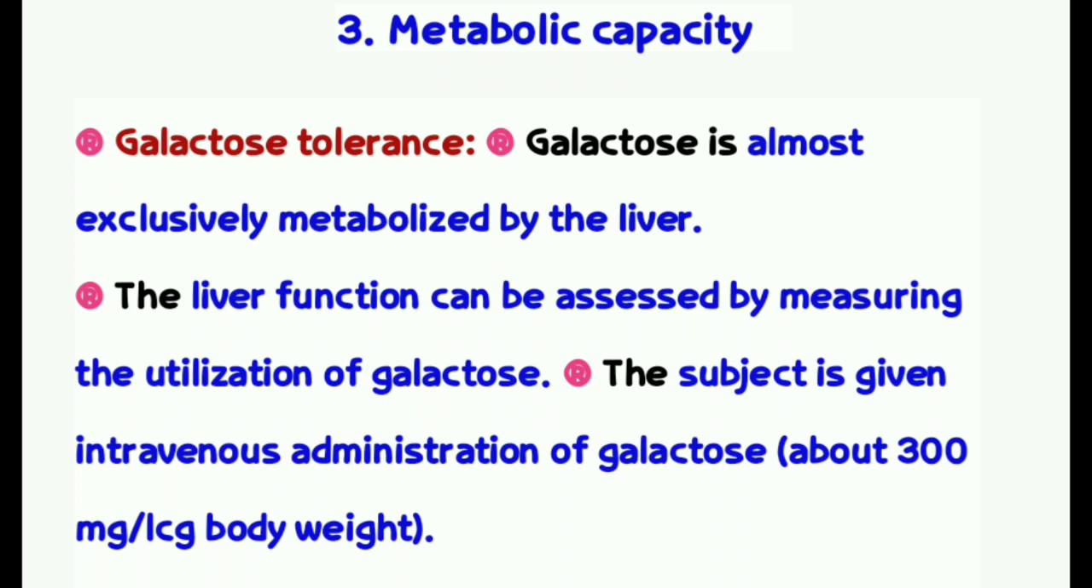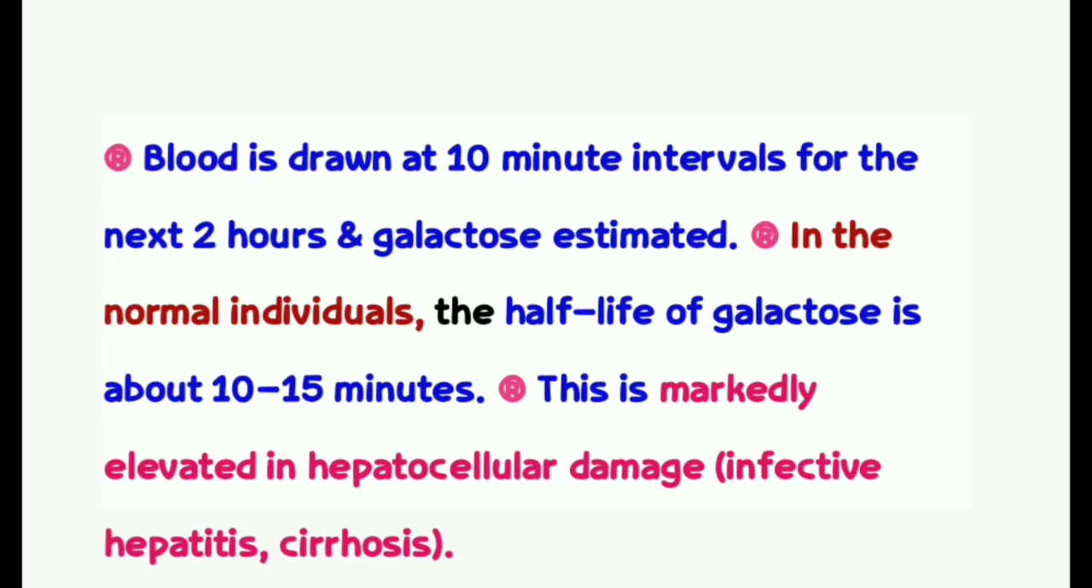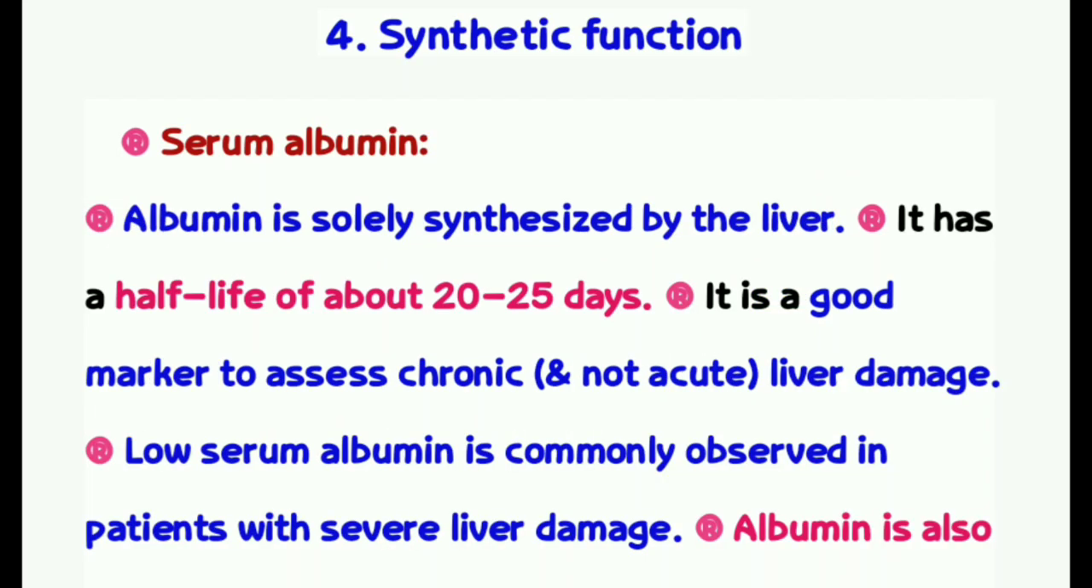Metabolic capacity. Galactose tolerance. Galactose is almost exclusively metabolized by the liver. Liver function can be assessed by measuring the utilization of galactose. The subject is given intravenous administration of galactose, about 300 milligrams per kg body weight. Blood is drawn at 10 minute intervals for the next 2 hours for galactose estimation. In normal individuals, the half-life of galactose is about 10 to 15 minutes. This is markedly elevated in hepatocellular damage, infective hepatitis, and cirrhosis.